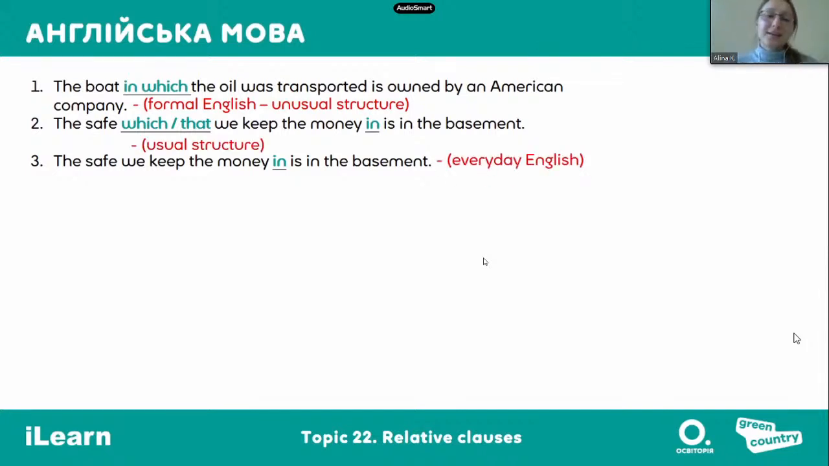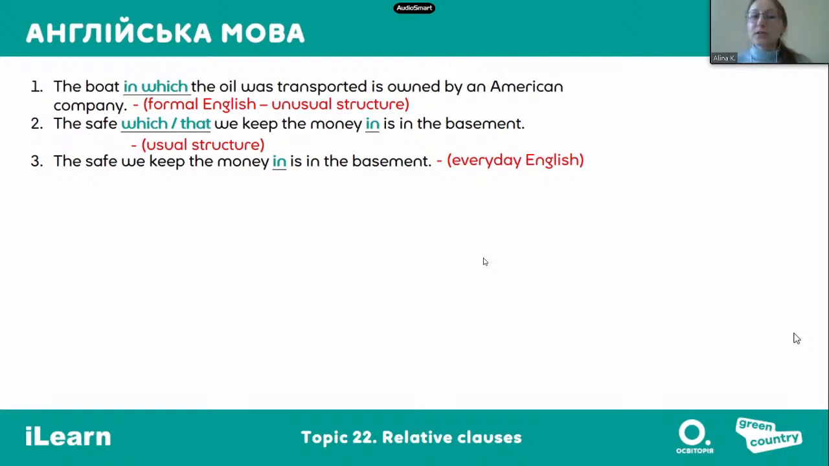Why? Because actually we can do anything with these relative pronouns. We can use either preposition before it or after somewhere in the sentence, or we can simply omit that relative pronoun, but it all depends on the formality. Yes, the first example is very formal and it's an unusual structure in English. Number 2, that is something that we usually use, yes? We usually, yes, which we keep the money in. So we put the preposition after, yes? But actually, that is very usual and that is okay.